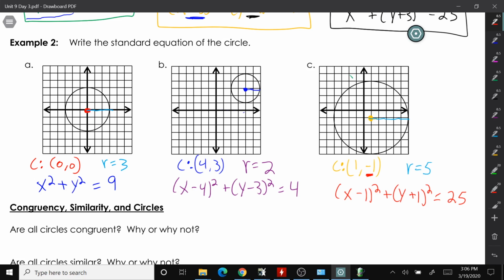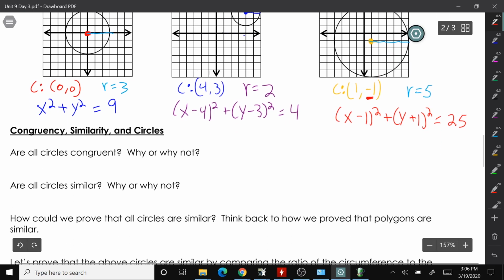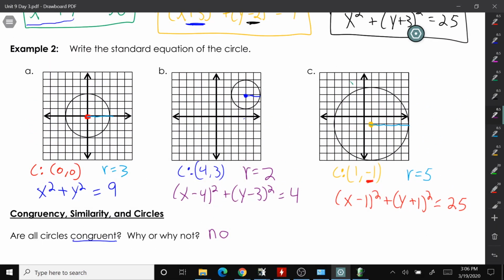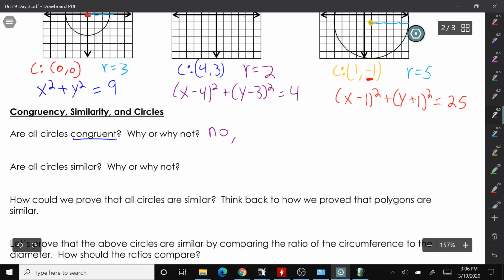Alright, so let's look at some congruence and similarity properties of circles. Are all circles congruent? Remember, congruent means the same size and shape. No, obviously not all circles are congruent. We have a bunch of circles up here that are obviously not the same size. Congruent means same size and shape.